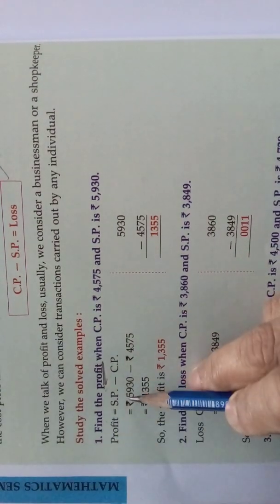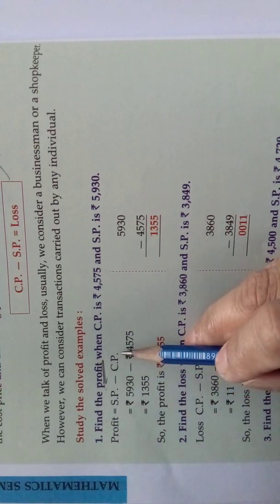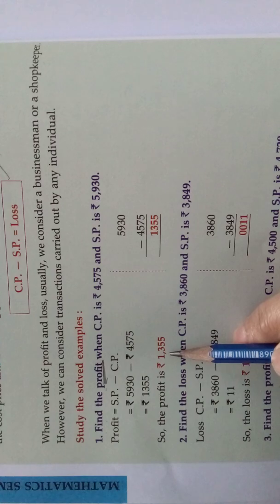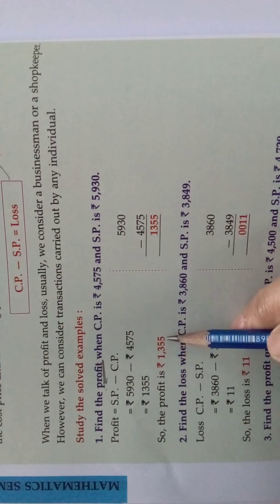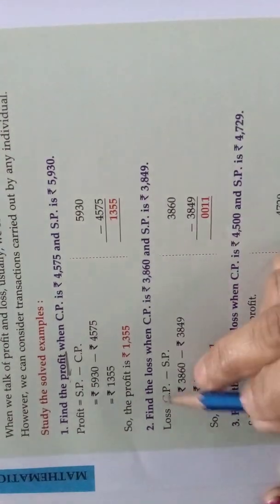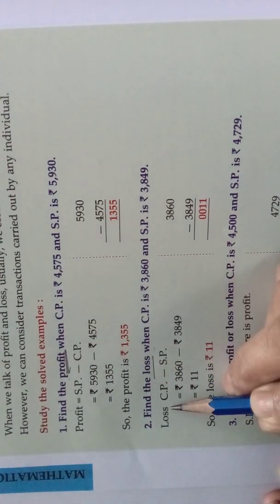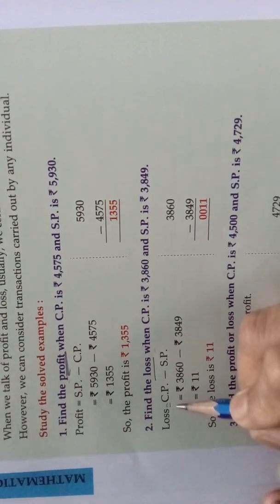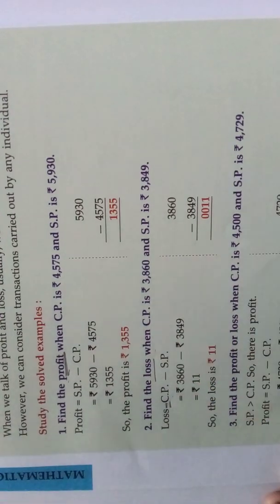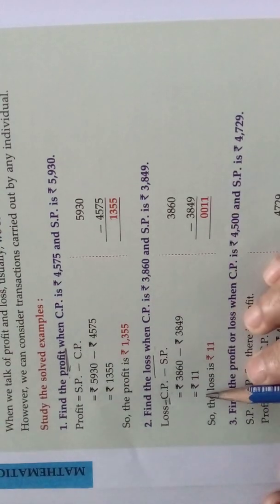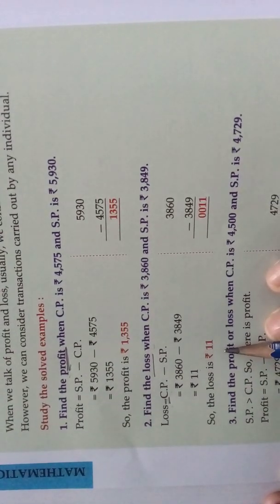See, we know profit is equal to selling price minus cost price. So, apply it and we will find the profit as rupees 1,355. That is the amount of profit here. And you find the loss. We know loss is equal to what? Cost price minus selling price. That is nothing but rupees what? You apply it and you will get the answer as 11 rupees as the loss.